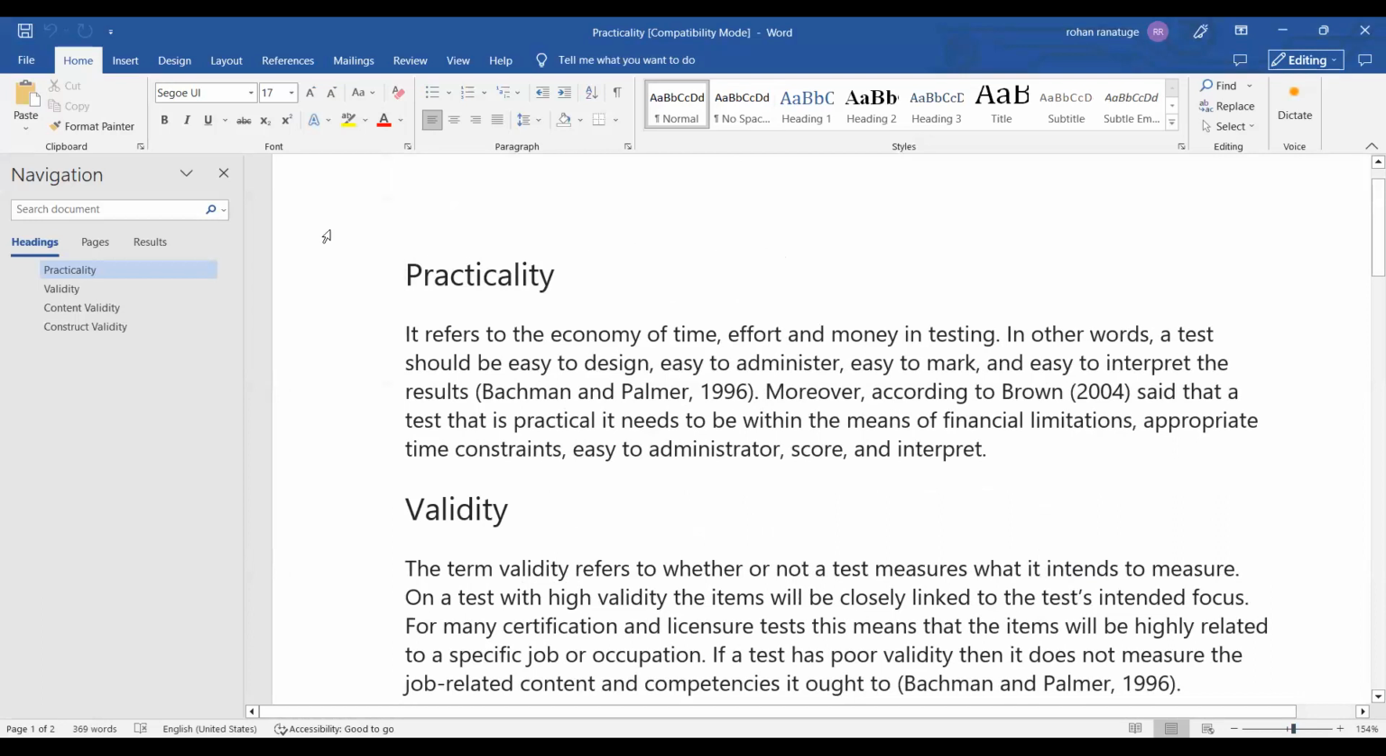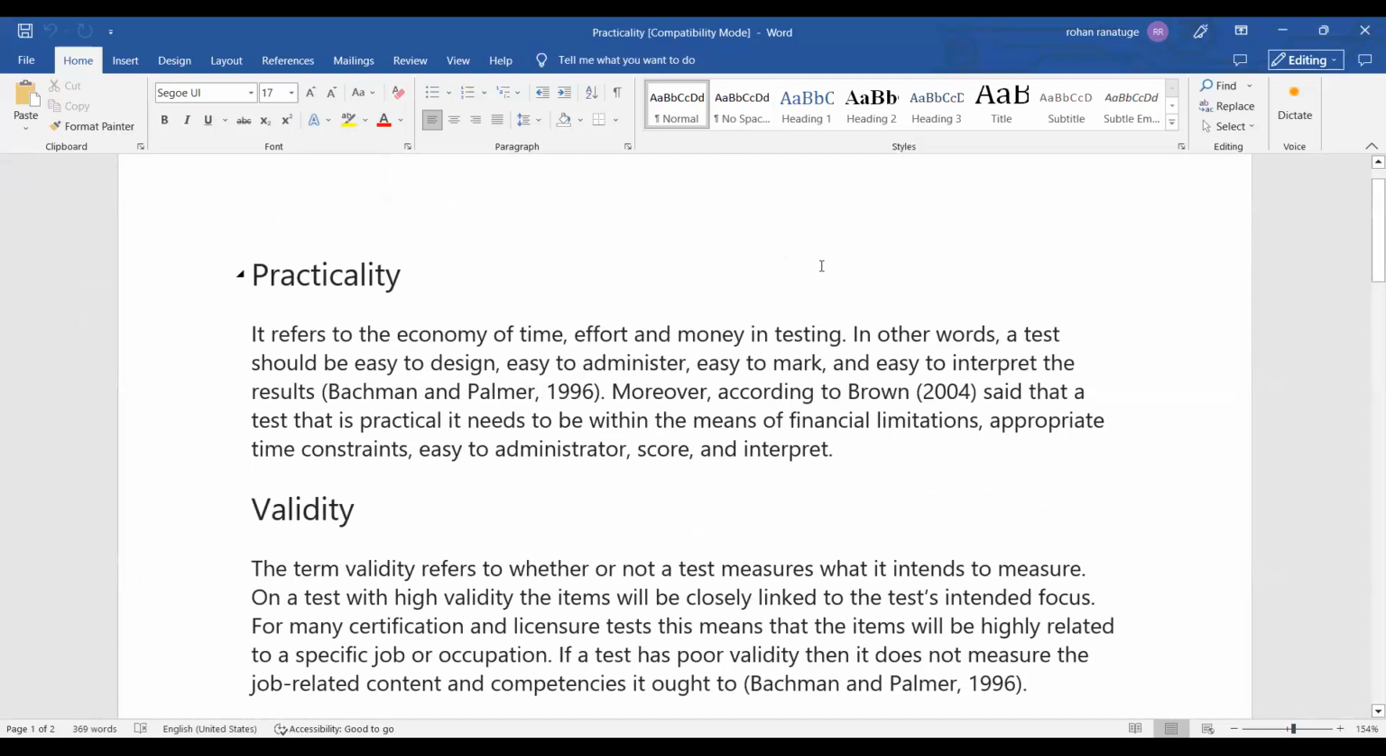Which refers to the economy of time, effort, and money in testing. Economy of time, effort, and money in testing. In other words, a test should be easy to design, easy to administer, easy to mark, and easy to interpret the results.